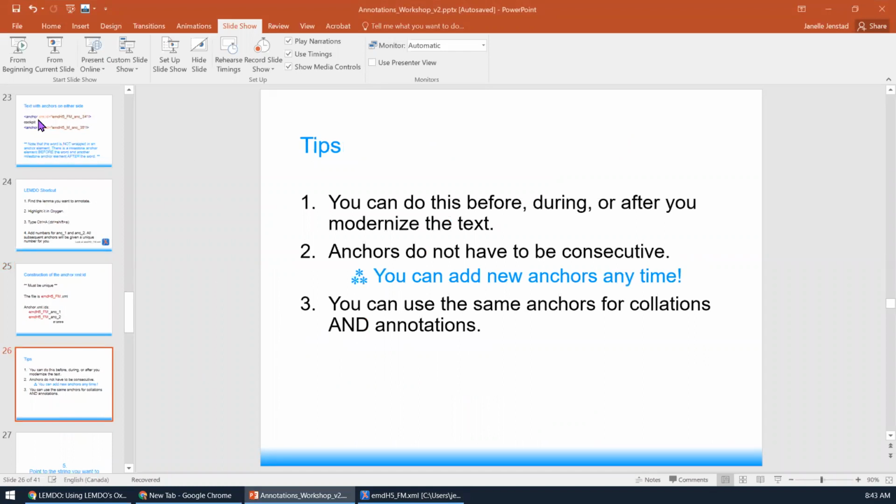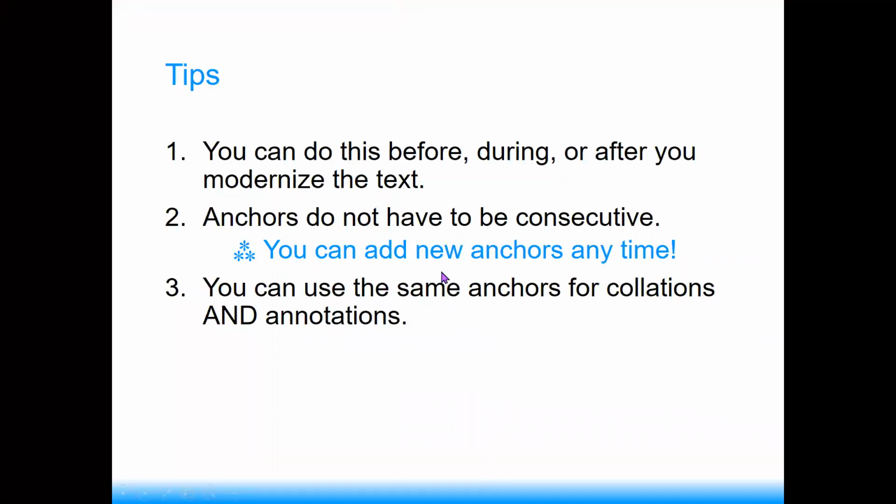A few tips. You can add anchors before you modernize the text, while you are modernizing the text, or after you modernize the text. Anchors do not have to be consecutive, which means you can add new anchors at any time. It's often the case that editors get all the way to Act 5 and then decide that they want to add a few more annotations to Act 1. Don't worry, just use the next available number, even if it's 6,000. The processor is perfectly capable of coping with that.